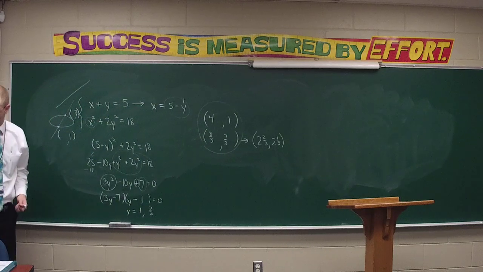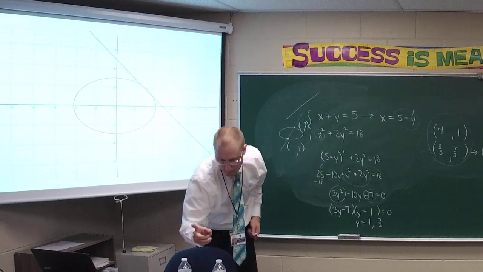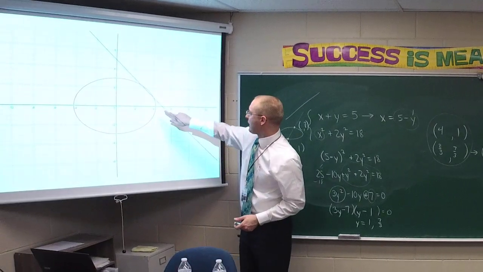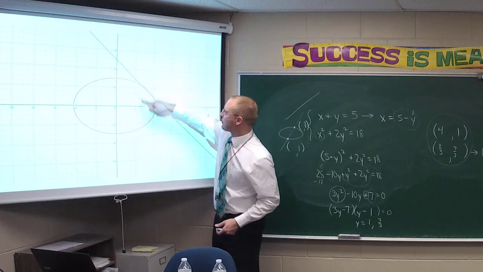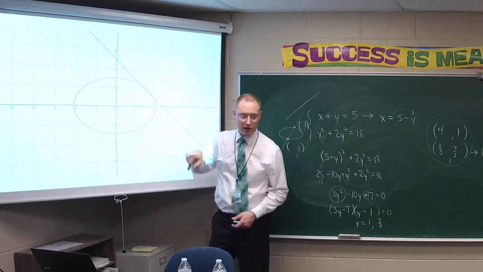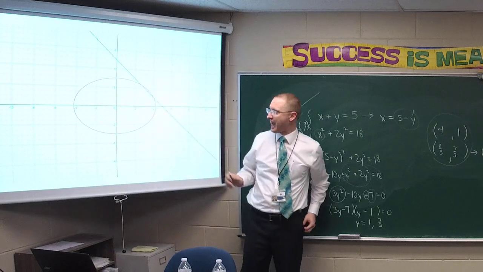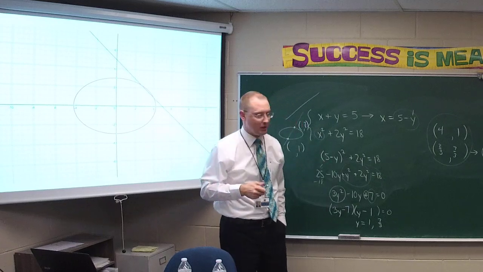Though if I were to graph it, it would look like this. And again, I don't know how well this is showing up for you on YouTube, but notice we've got the point 4, 1, and then right here we've got the point 2 1/3, 2 and 2/3, 2 and 1/3. And there's my 2 points if you were to actually take the time to graph this, which I just made the graphing calculator do it for me.